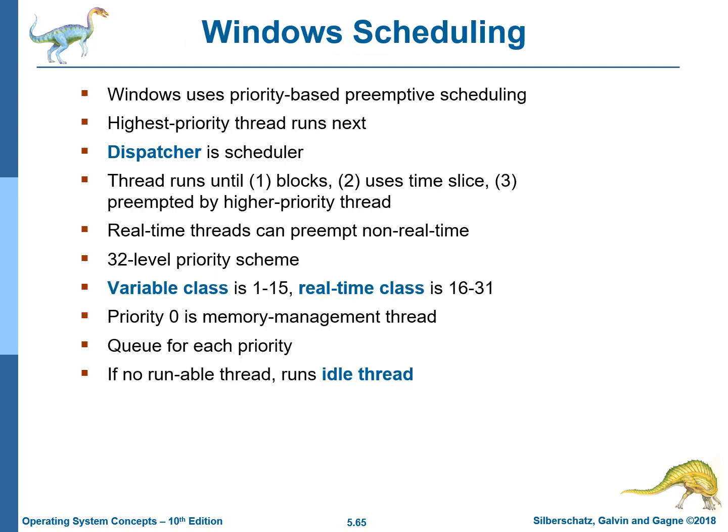Windows scheduling. Windows uses priority-based preemptive scheduling. The highest priority thread runs next. The dispatcher is the scheduler, and a thread runs until it blocks, uses its time slice, or is preempted by a higher priority thread. Real-time threads can preempt non-real-time threads. There is a 32-level priority scheme. The variable class is 1 to 15. The real-time class is 16 to 31. Priority 0 is the memory management thread. There is a queue for each priority, and if there is no runnable thread, it runs the idle thread.